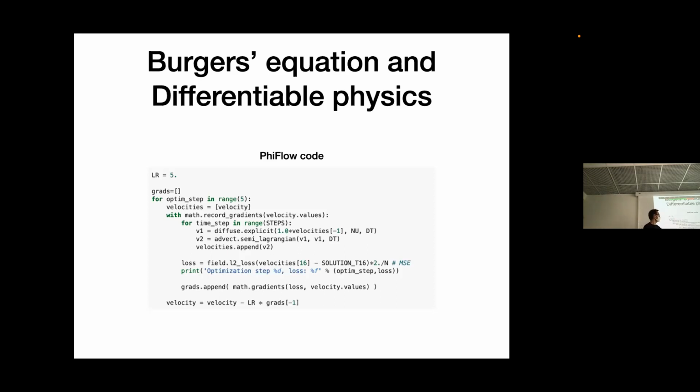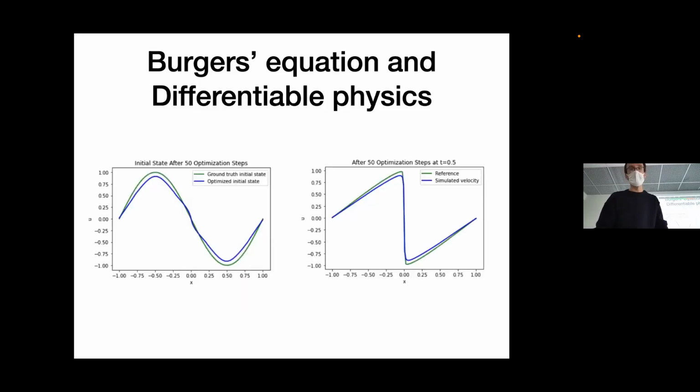And then you compute the loss between what you have simulated from the initial guess and your solution. And then you apply your gradient on the initial condition. So it's really the same approach, but in this case, you have a really hard constraint. And you update your initial condition using the gradient. And this is what you can get on Burgers. So if you want, I invite you to look at the notebook. And basically, you can recover the shock nicely.